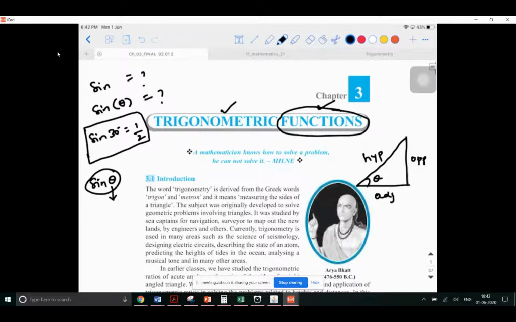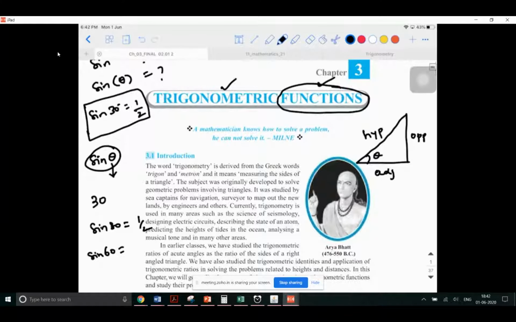So when I ask you theta, you say 30, and what are you saying there? What is the next word that you use? So if I ask you what is sine 30, does it make sense? Sine 30 means you will say half. Am I right? If I ask you what is sine 60, what will you say? What is sine 60? Root 3 by 2. Root 3 by 2, right?